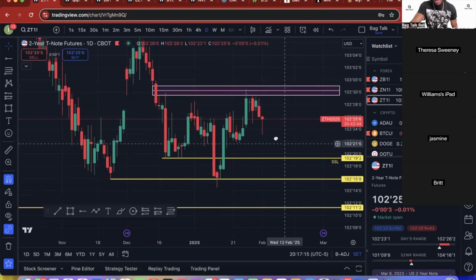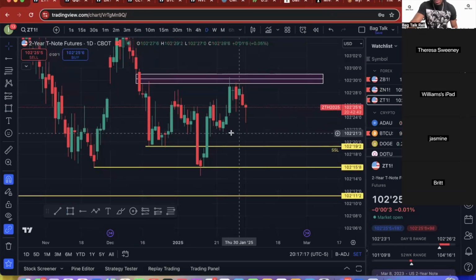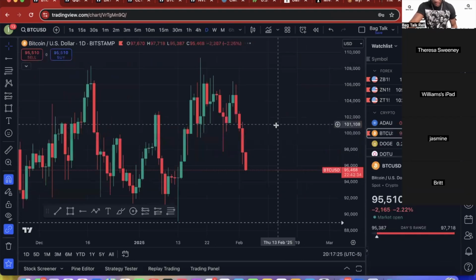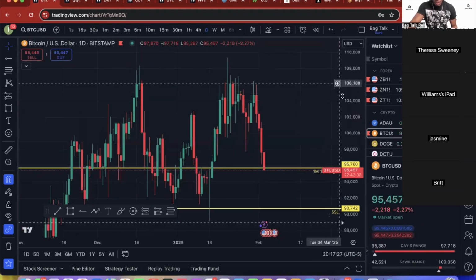It just rejected that, and we'll see if it wants to go attack these lows. If it invalidates this fair value gap down here, then I would attack these lows under it. But other than that, let's look at Bitcoin now. Let's look at Bitcoin, man.